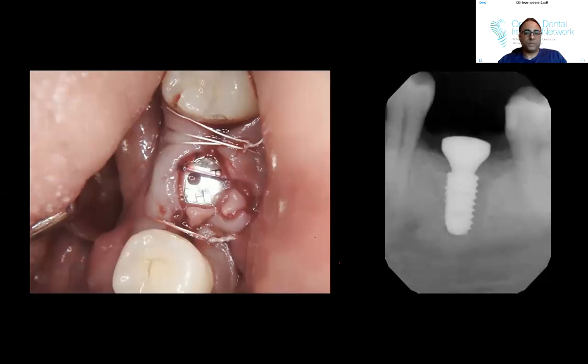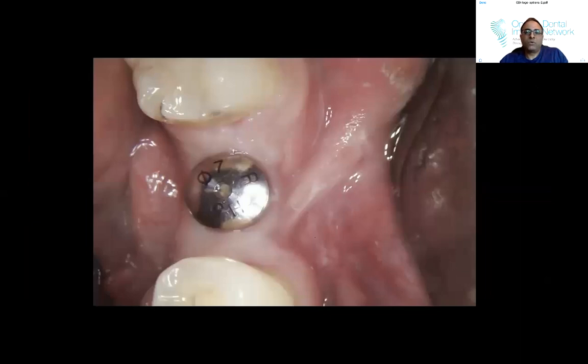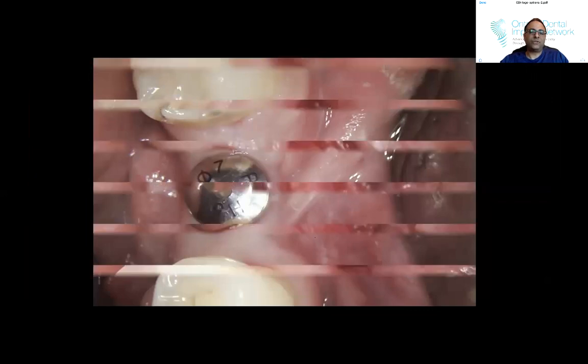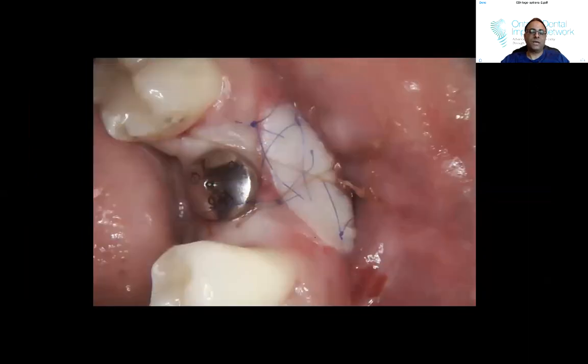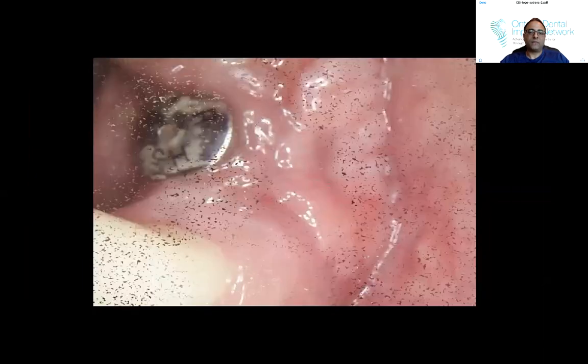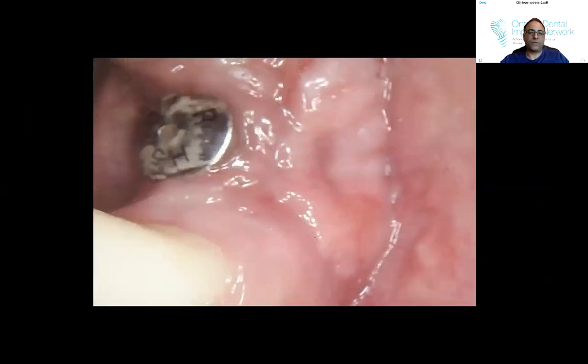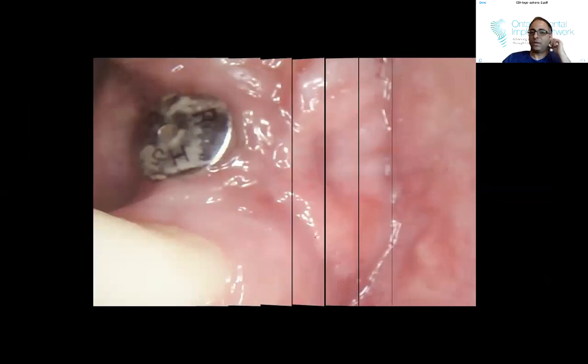I actually got really good stability. And this is the case 5 months post-op. You can see there's still an issue with the attached tissue. So in this case, this is what I like to do: I like to do a free gingival graft after the implant and the bone grafting, or whatever I've done, has healed. It's a split thickness tissue, a free gingival graft. And that's just 2 weeks. I haven't had the chance to see the patient since because of the COVID situation.